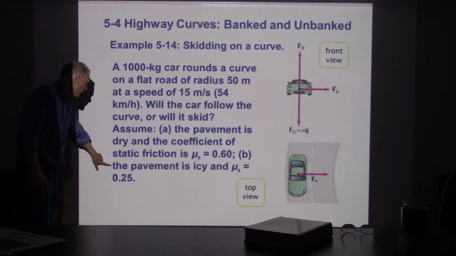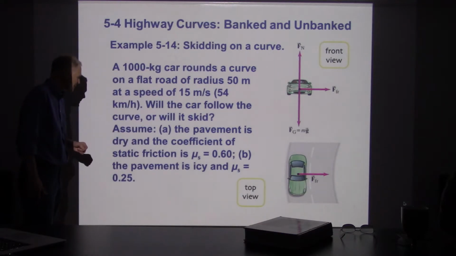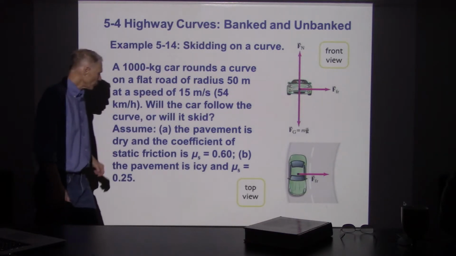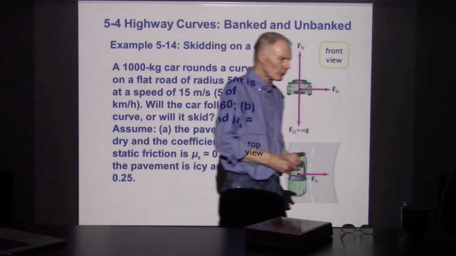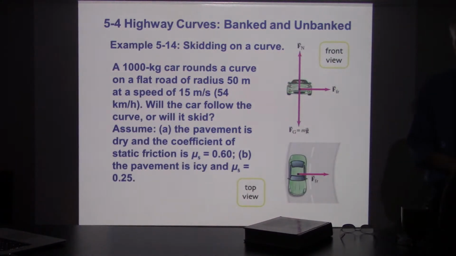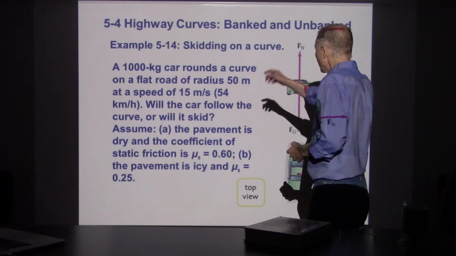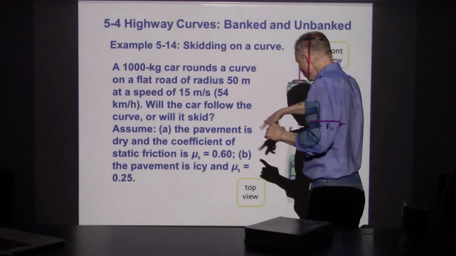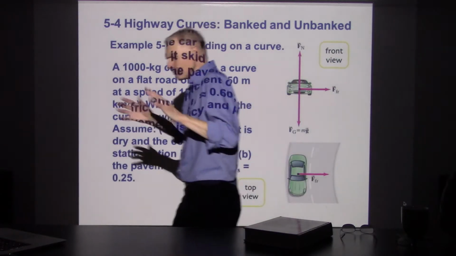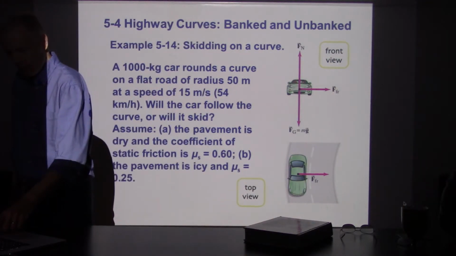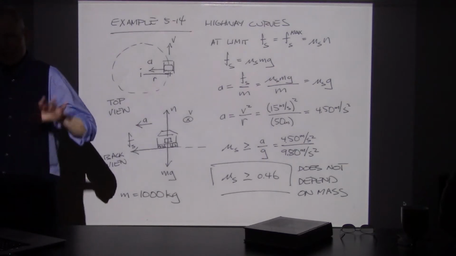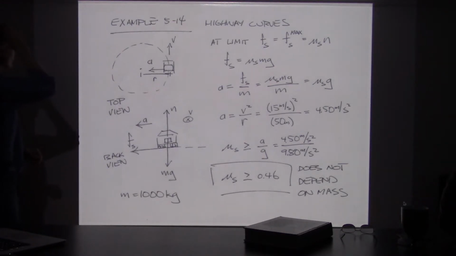And then in part B, we're going to come back and say what happens if it's icy and the static coefficient of friction has dropped to 0.25. I think we can already kind of tell what's going to happen here. I'm guessing that with the dry pavement, maybe we have a good chance of making it around the curve. And then with the ice, things are going to be a little less certain.